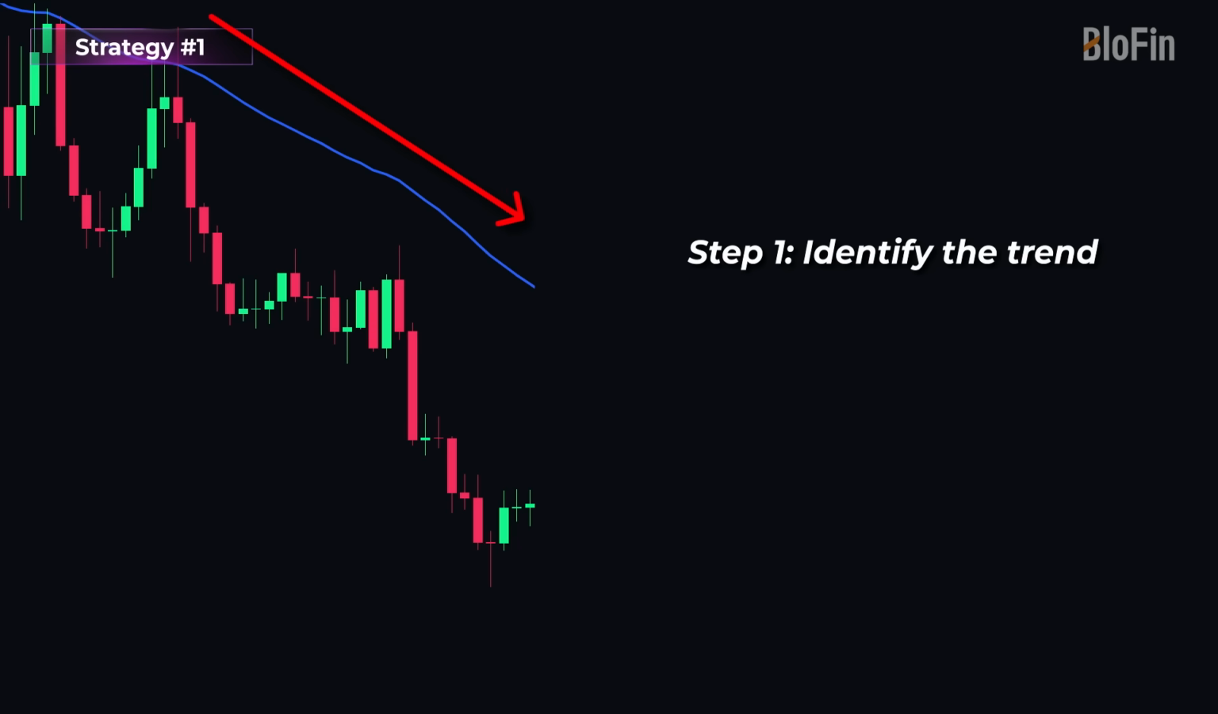Here, we can see that the 50 EMA is sloping downwards, and the price stays below it, making this a clear downtrend. This means we're now looking for a pullback upwards to enter a short position.